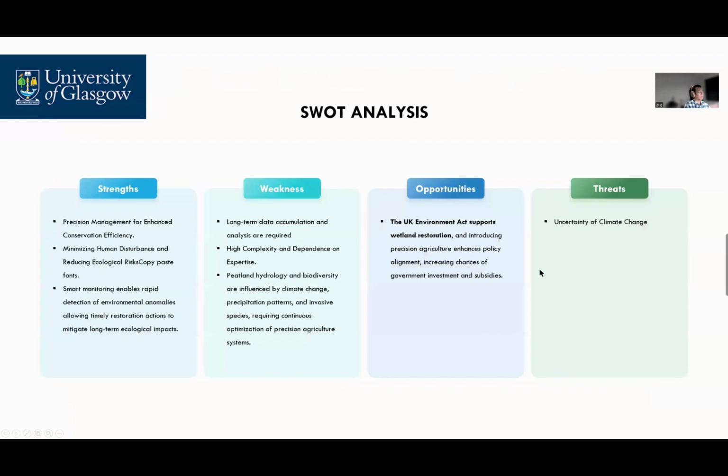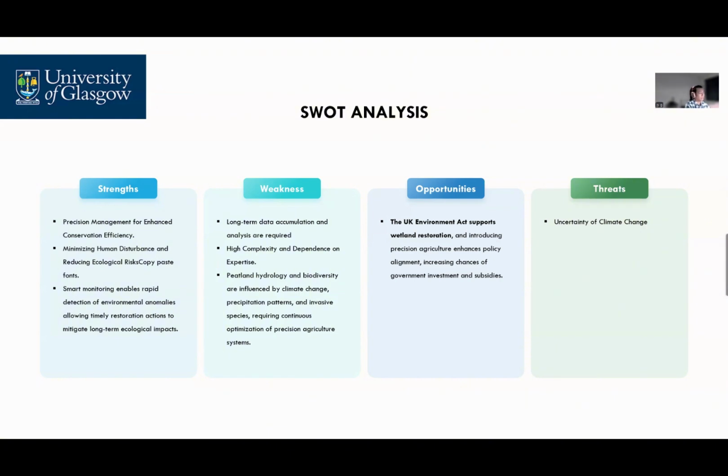And according to the SWOT analysis of my method, it divides into 4 parts. First is strength, precision management enhances conservation efficiency. Second is minimizing human disturbance and reducing ecological risk. Third is smart monitoring enabling rapid detection of environmental anomalies, allowing timely restoration actions to mitigate long-term ecological impacts.